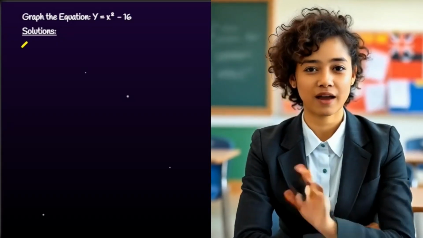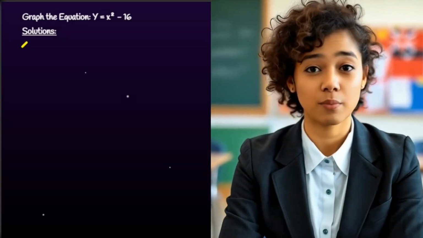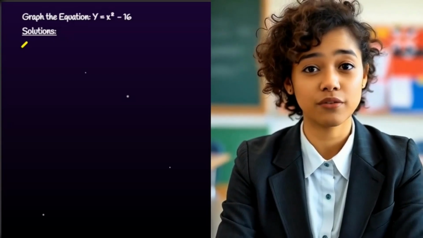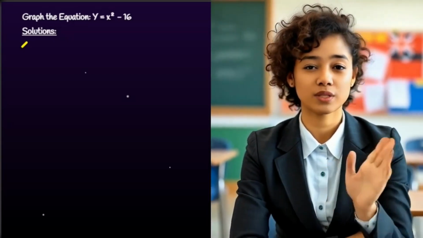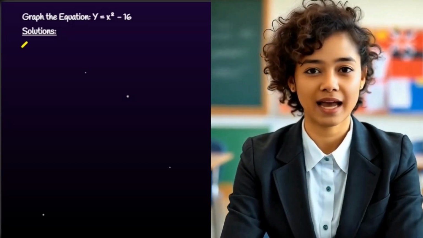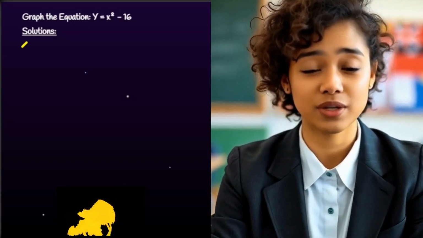Let's look at how to graph the equation y equals x squared minus 16 by first finding the intercepts. Here is the solution. First, to find the y-intercept, we simply set x to 0 because the y-intercept is where the graph crosses the y-axis, and that always happens when x is 0.